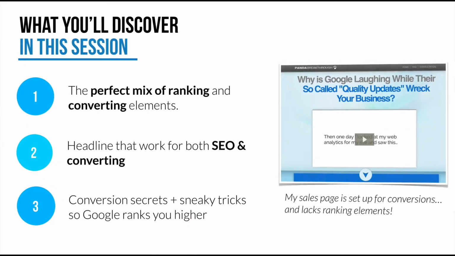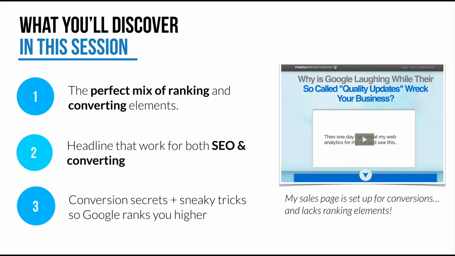So what we're going to be talking about today is I'm going to present to you the perfect mix of ranking and converting elements. So we're really going to be creating hybrid pages. Now, when I'm talking about hybrid pages, I'm talking about pages that are designed to both rank and also convert into either leads, sales, or opt-ins, or increase your, I guess leads would be increasing your mailing list. And that's the type of pages we're going to be talking about today.